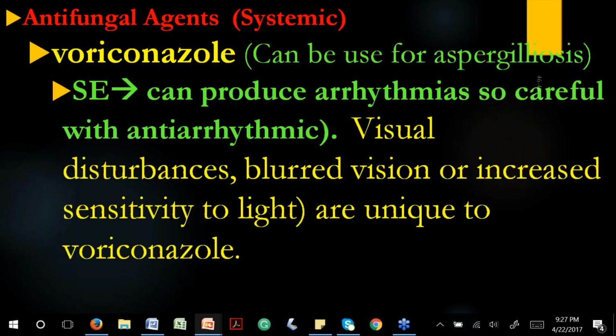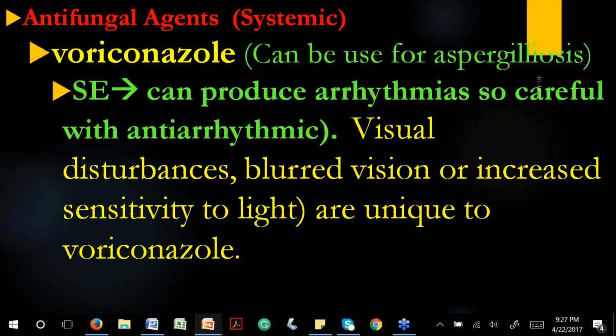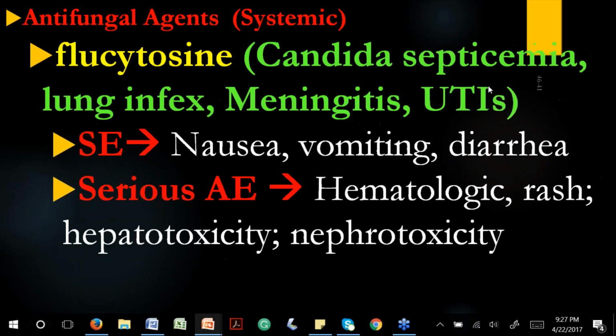Fluconazole and voriconazole, you add the hepato, the nephro, and the rash. The consideration is that fluconazole can be given for one dose; voriconazole, arrhythmias, so be careful with arrhythmias. Caspofungin, another antifungal drug we are going to see, can be used for aspergillosis too. Aspergillosis, okay?